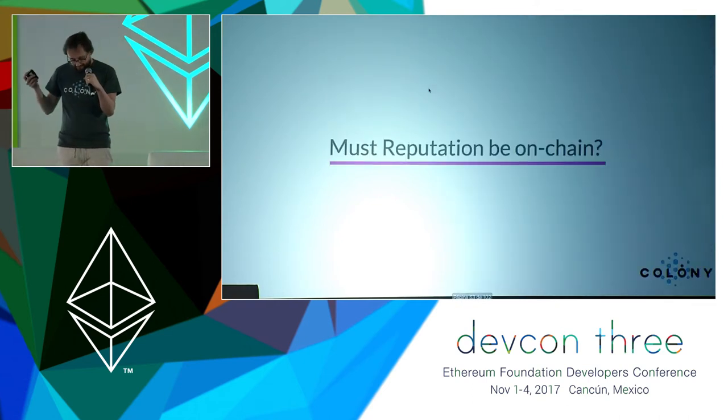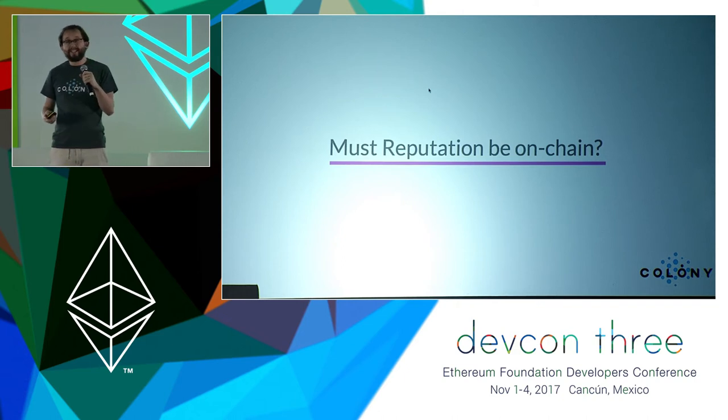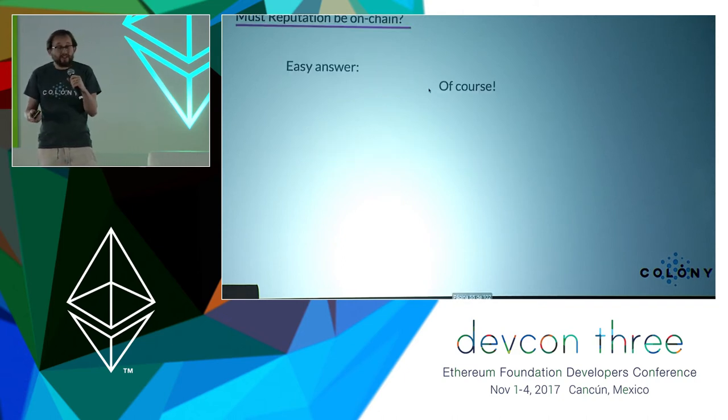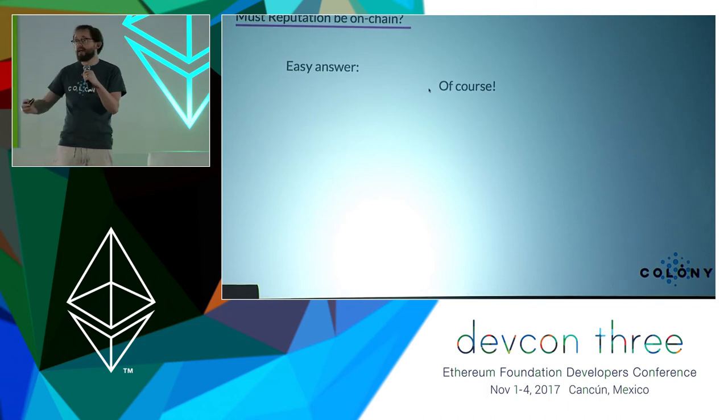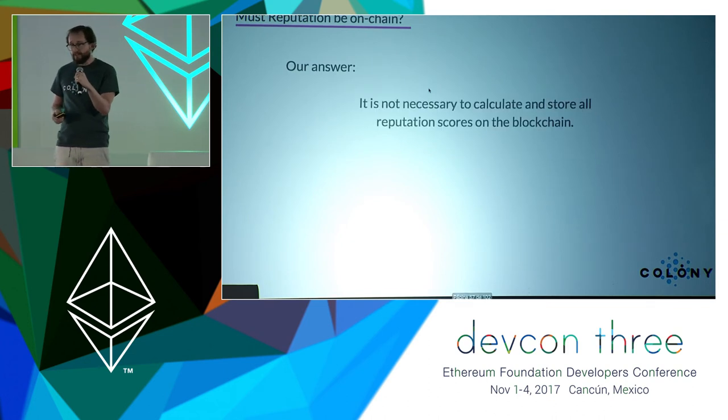So does it really have to be on-chain? Does reputation have to be on-chain? The easy answer is yes, of course it does. If you wanted to have any effect on decision-making in a decentralized context, on payouts, anything of that sort, it has to be on-chain because it's where it is consensus relevant. But our answer is it doesn't really have to be on-chain. Like, it's not necessary to do the calculation on-chain.